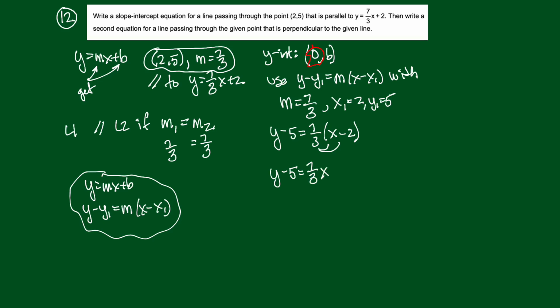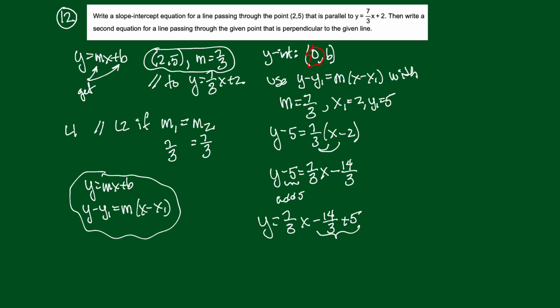Now, positive 7/3 times negative 2 is negative, just multiply the tops. You get 14 over 3. Okay, we're close. Let's deal with this 5. So we're going to add 5. So we'll get y is equal to, I'll add 5, negative 5 plus 5 goes out. We get 7/3 x minus 14/3 plus 5. Okay, now add those two.